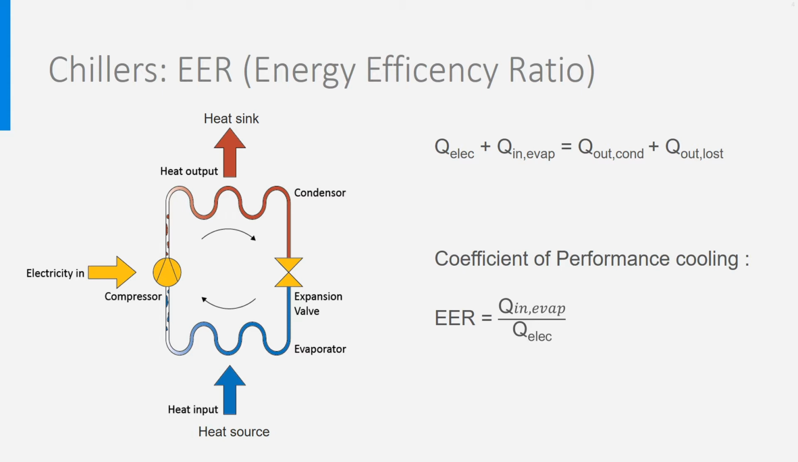We cannot define here any efficiency in the strict sense of it, as the heat output this time is not of interest, but we can define a kind of coefficient of performance for this cooling mode, the so-called EER. It is defined as the heat input to the evaporator, which is in fact the quantity of heat taken away from the room or the fridge, divided by the electricity needed by the compressor. The EER can be lower than 1, but in modern cooling machines it will be higher.